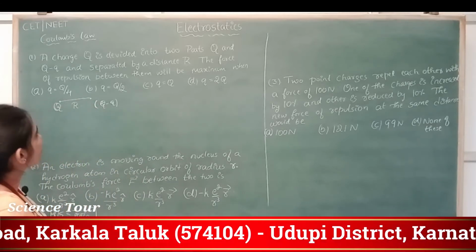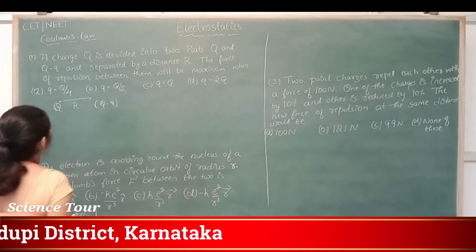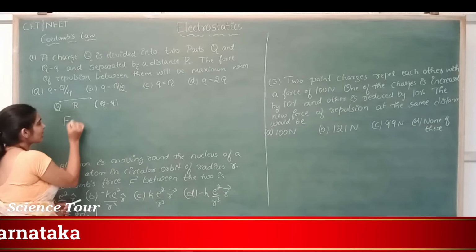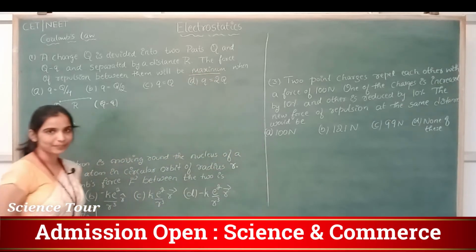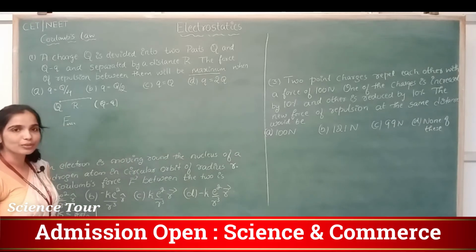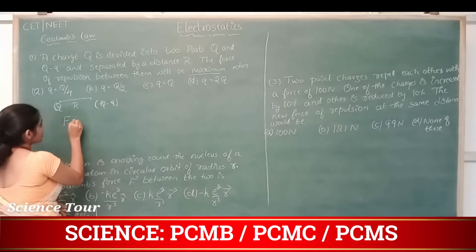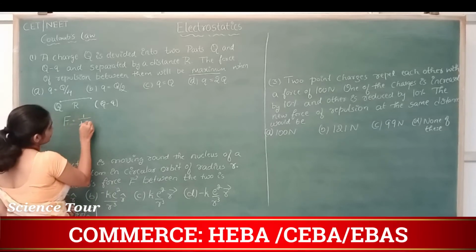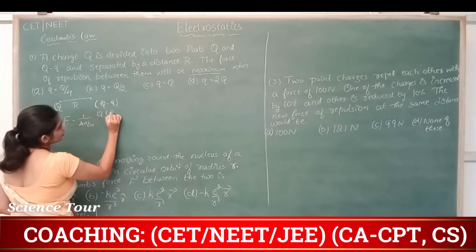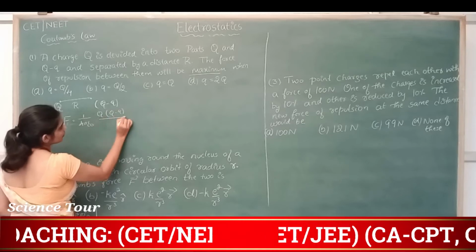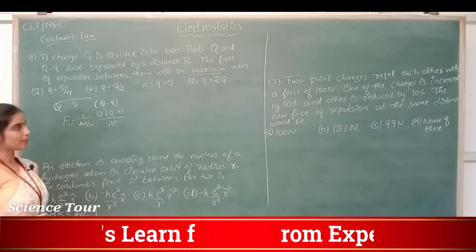The force of repulsion between them will be maximum. Now, you should find out the force of repulsion. They are static charges, but they said it is maximum. So what is the force of repulsion between them? It is equal to 1 by 4 pi epsilon naught q into Q minus q divided by r square. This is the force of repulsion between them.